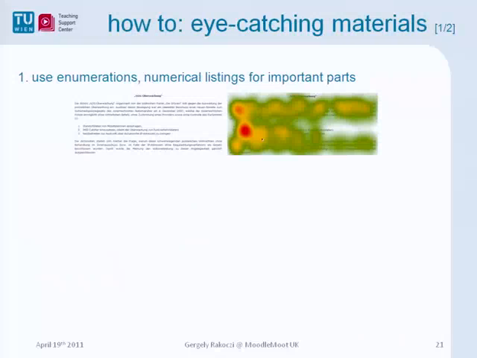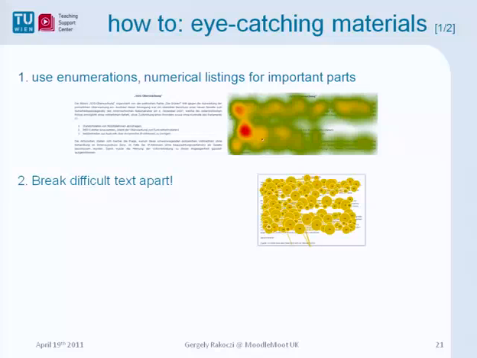Okay, so how to create eye-catching materials? Within our investigation, we found out that if you use text, always provide enumerations, listings, and so on, because these are really the elements that students look at, because they assume here is a summative part of this text, and this might be the most interesting one from the whole text. So try to use enumerations. They are really influencing how we process Moodle pages.